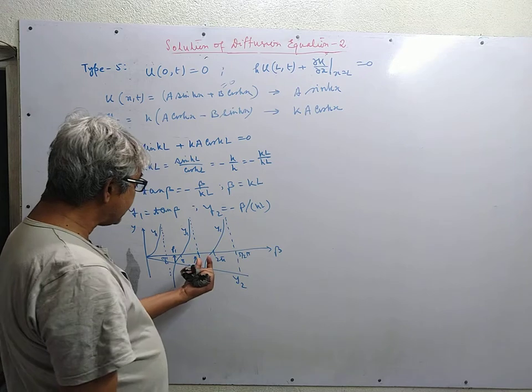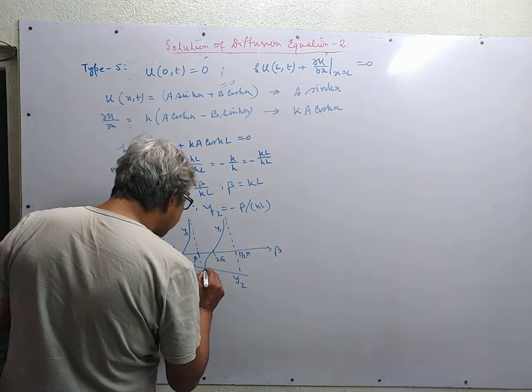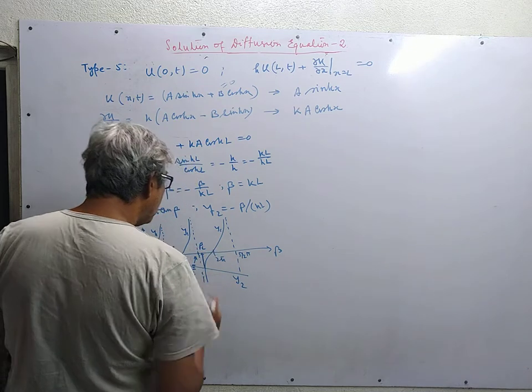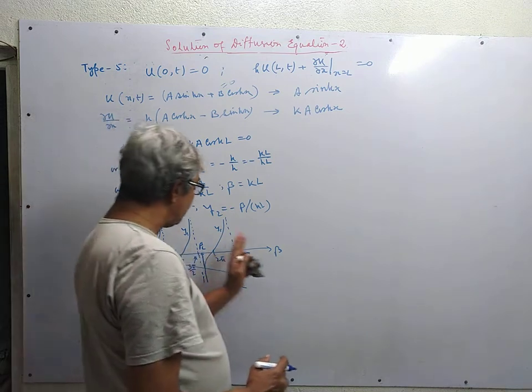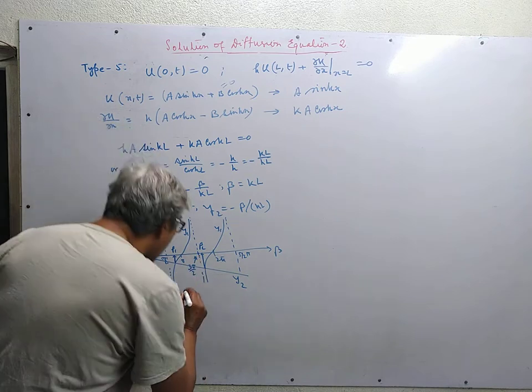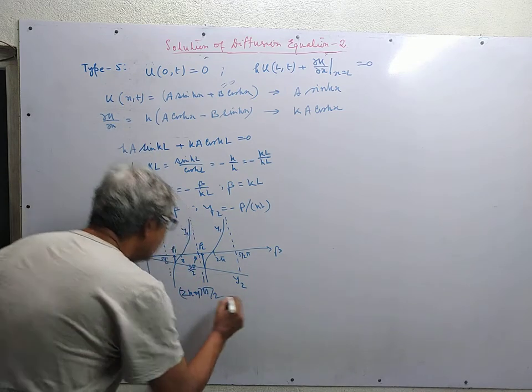Then another intersection takes place between pi and 3 pi by 2. This is beta 2. We see as we go towards the higher values of beta, the intersection point shifts towards 2n plus 1 pi by 2.